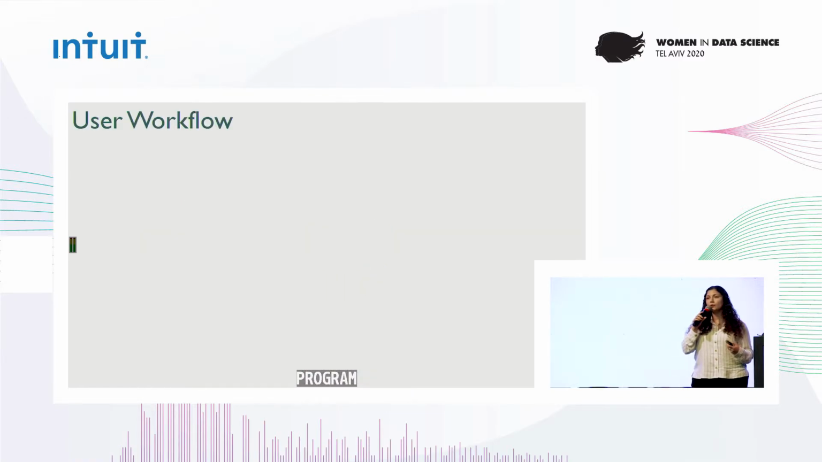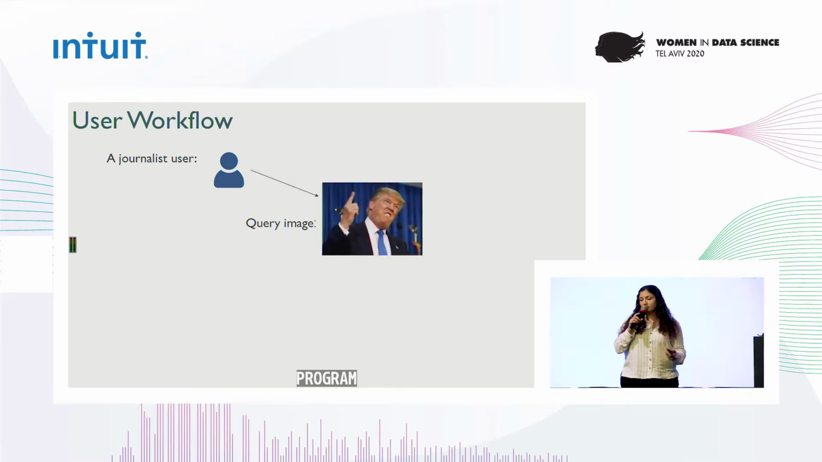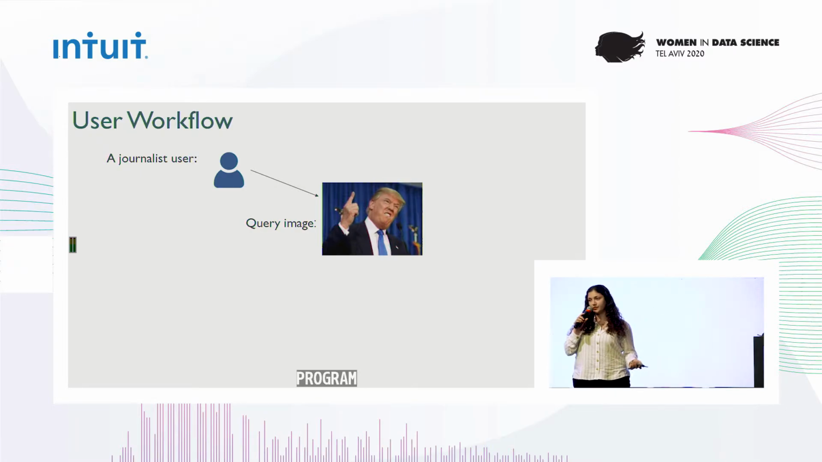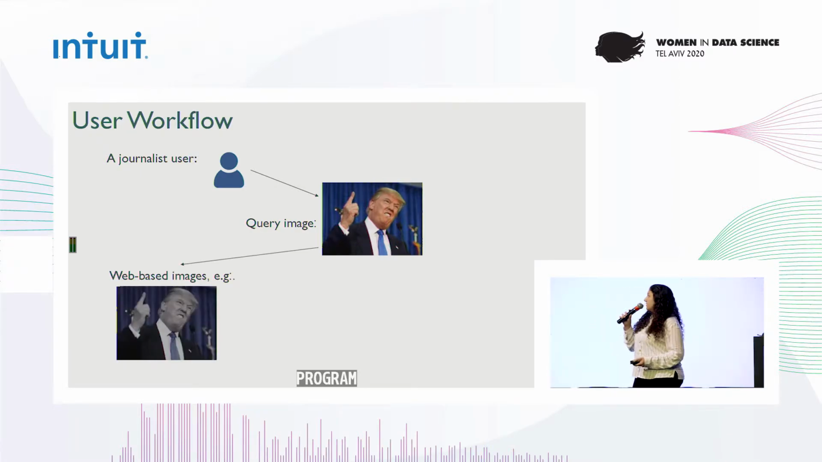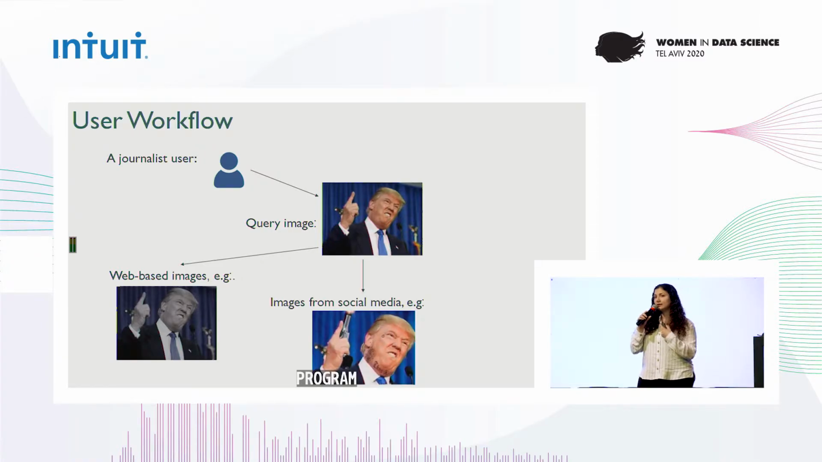So let's take a look at how we developed our solution. The journalist user examines a certain query image that he suspects may be visual misinformation. Then we show him the most visually similar images from 3 different sources. First, images that appear on the web. Second, images that appear in our internal social media index. These images may have been deleted from the web at the time of the query. That's why we have them in our storage.